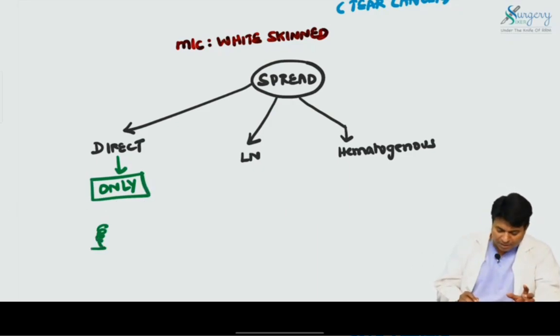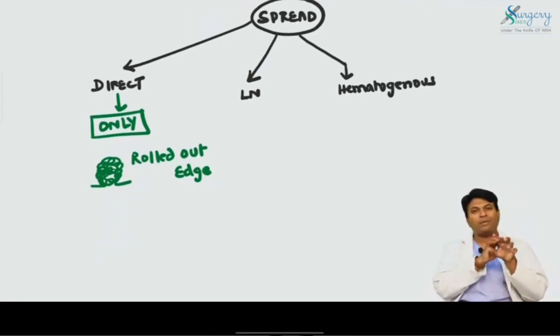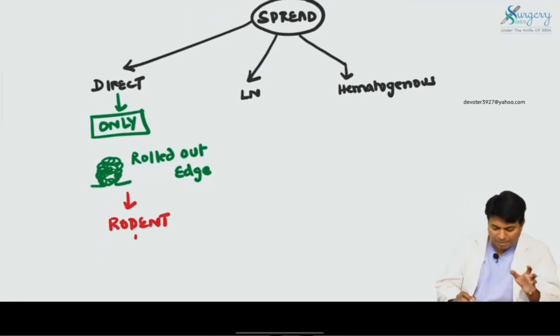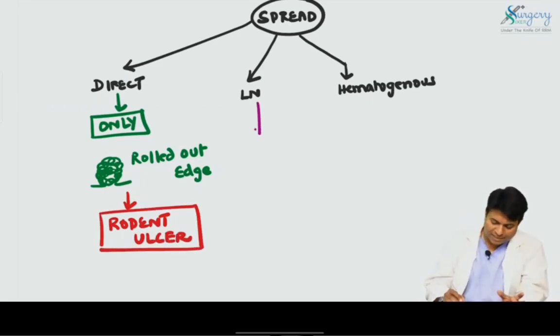It spreads by eroding into the nearby skin. The ulcer has a rolled out edge. Please remember, basal cell cancer has a rolled out edge, and it slowly infiltrates only the adjacent layers. Therefore it is also known as rodent ulcer, because it infiltrates the normal skin like a rodent. The interesting point in basal cell cancer is there is no lymph node metastasis.